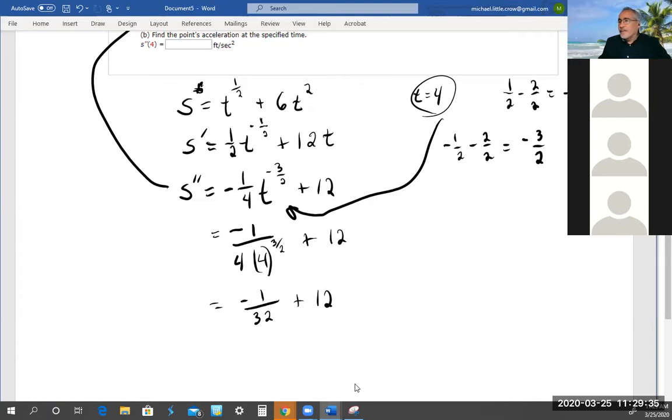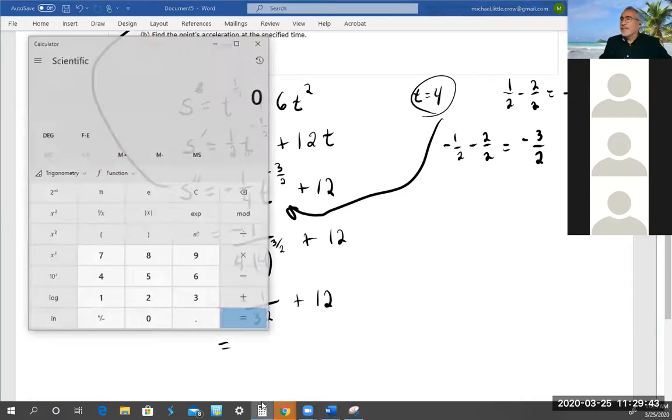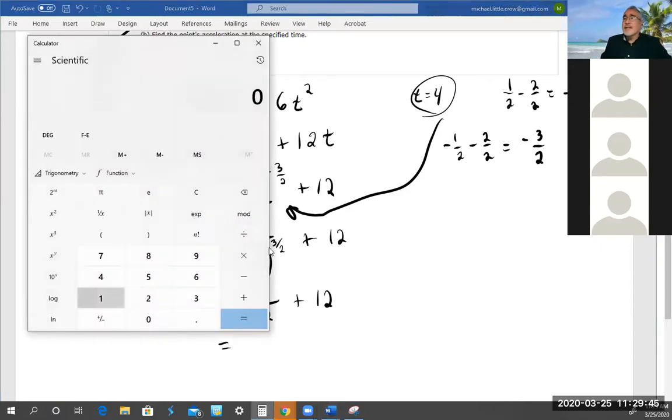And so it'll be 11 point something. If you take 1 divided by 32, it's a little bit of a decimal, so let's just do that. 1 divided by 32 is like 11.96875. There we go. And it would be positive, I just did it backwards. 11.96875, and they want it rounded.